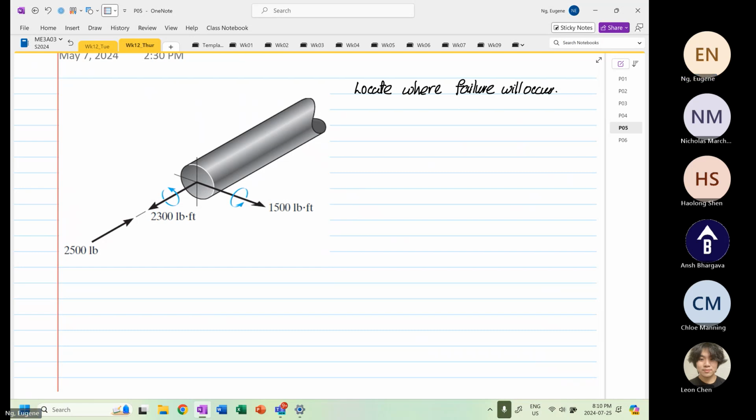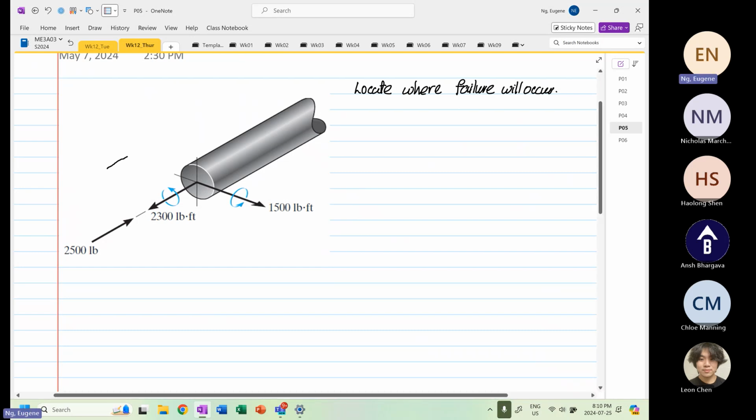Okay, so we are going to have this as our x, and I'm going to call this our y, and I'm going to call this direction our z for this case.